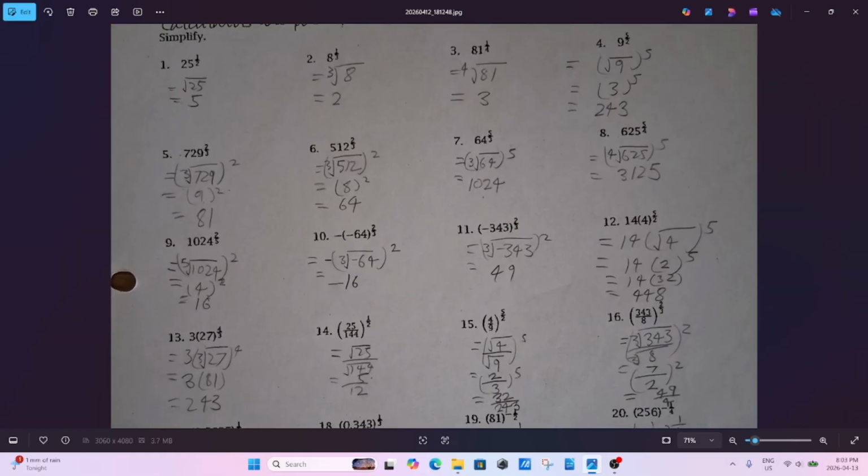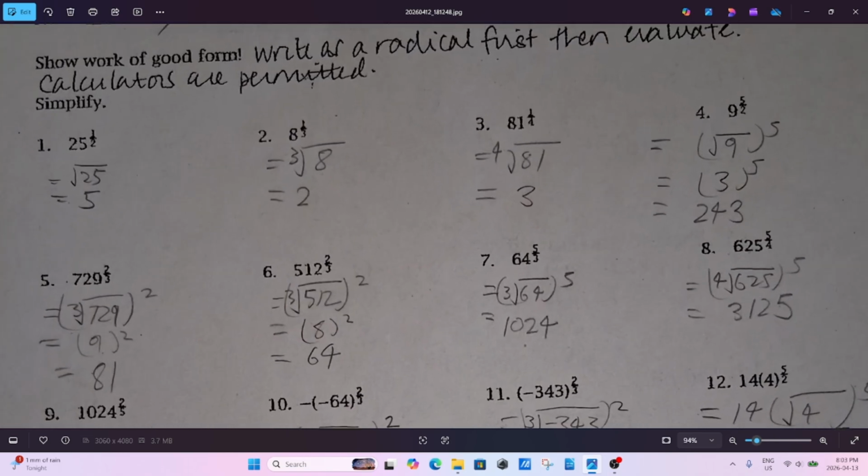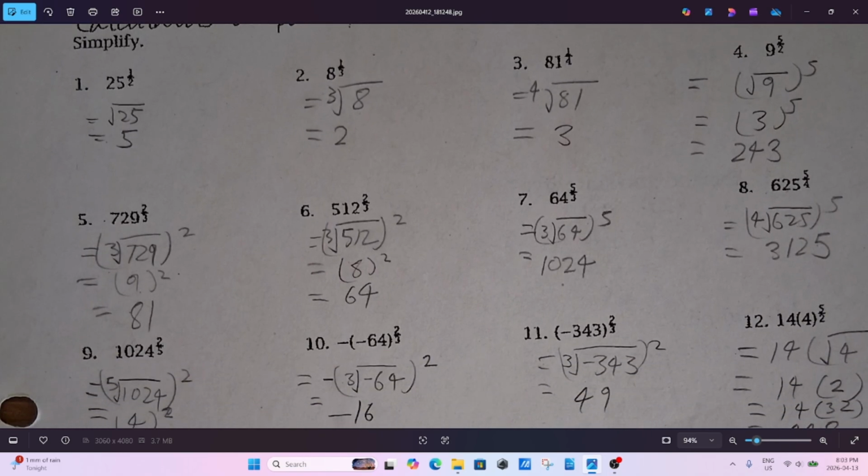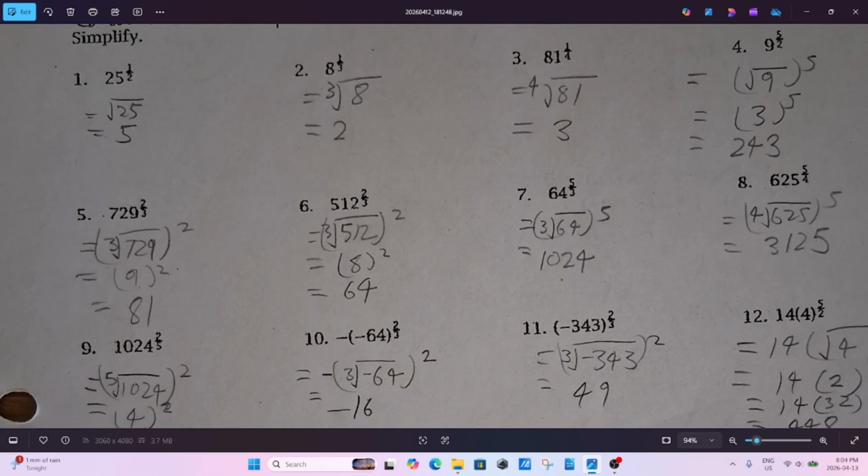More questions. 25 to the 1/2 is equal to square root of 25, which is equal to 5. 8 to the 1/3 is equal to the third root of 8, which is equal to 2. 81 to the 1/4 is the fourth root of 81, which is equal to 3. 9 to the 5 over 2 is equal to square root of 9 to the 5, which is equal to 3 to the 5, which is equal to 243.